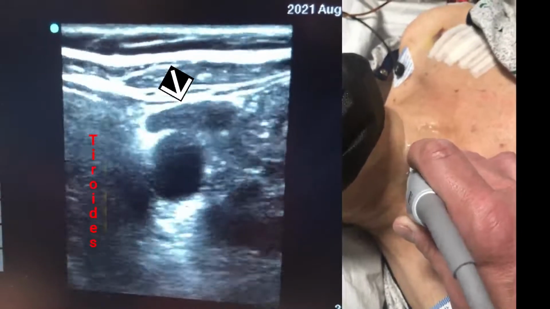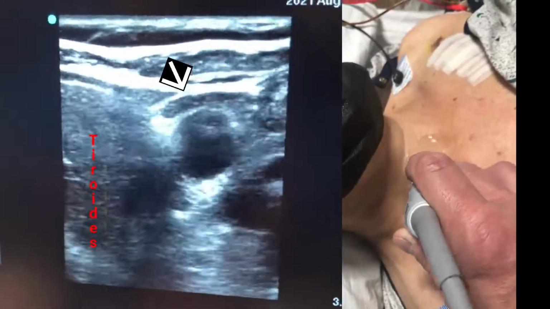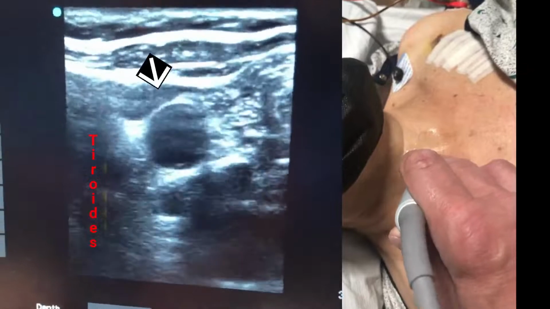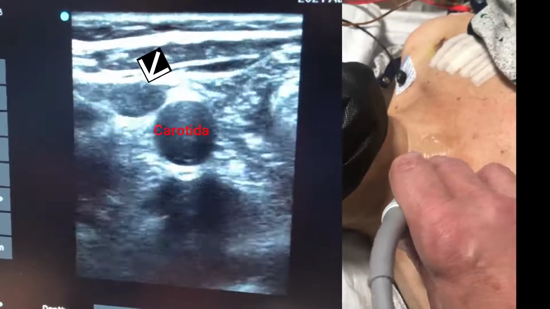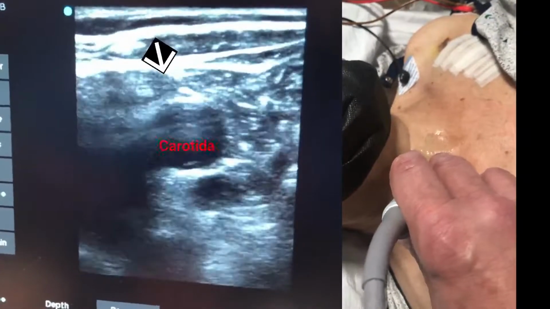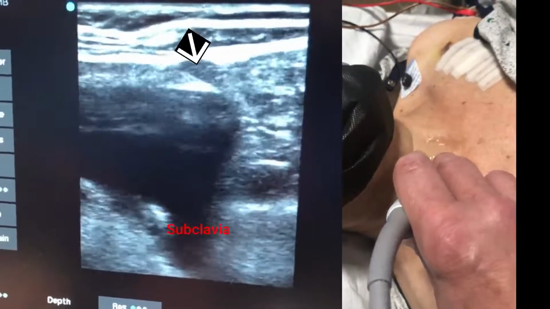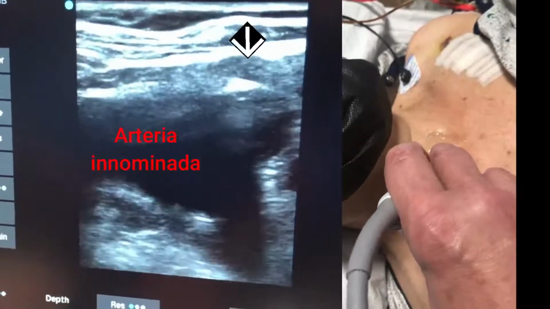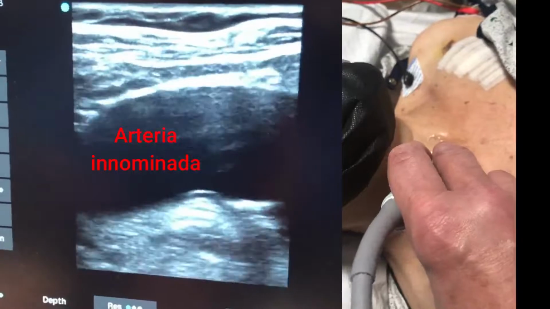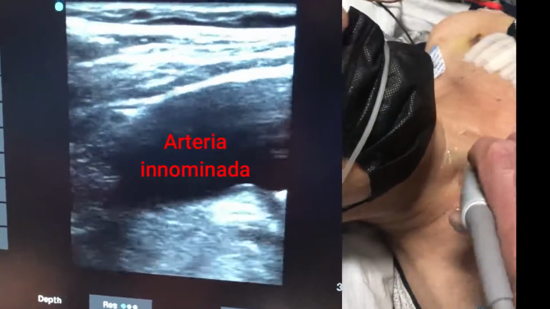We examine the vein all the way. See, the vein is a little medial here. And in this case, the carotid joins the innominate artery very high in the neck.